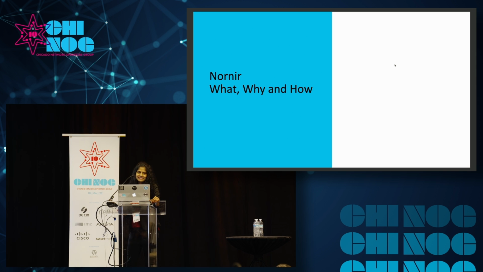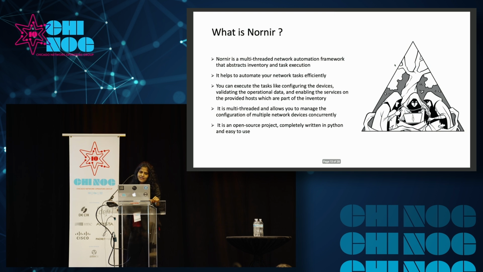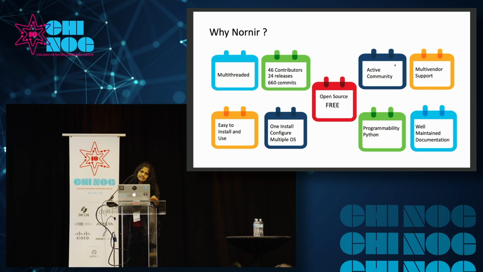Okay, cool. So now let's get started with Nornir. What is Nornir? It's a multi-threaded network automation framework that abstracts the inventory and task execution. It basically provides us the inventory management and also concurrency of the tasks. You can execute the tasks concurrently. It's an open source project and completely written in Python. So it's easy to use, just like Napalm.